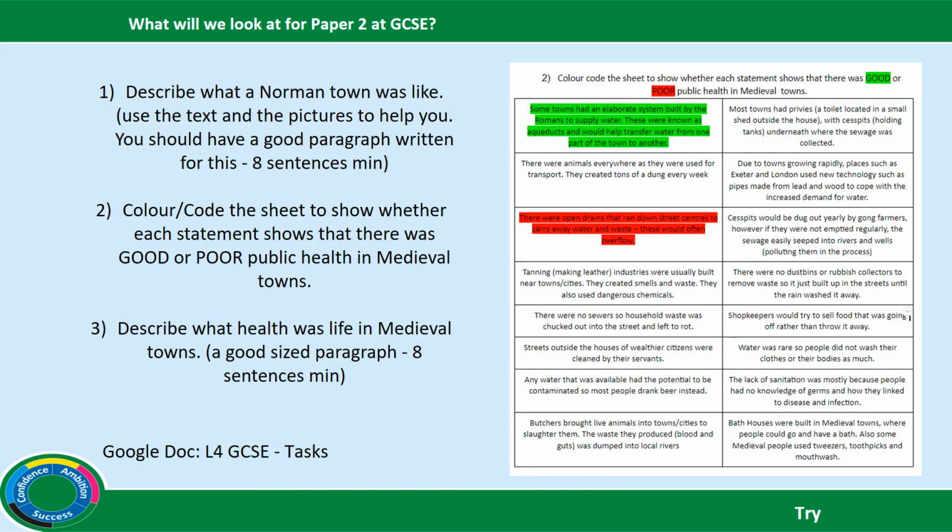So your tasks for today are going to be completed as normal on the Google Doc. Your first job is to use the text and the picture that are on the Google Doc to describe what a Norman town was like. So try and give me some detailed subject knowledge. Tell me what there is. Give me evidence from the picture. Please ensure that you're answering in full sentences. Try and aim for a good sized paragraph of around 8 sentences.